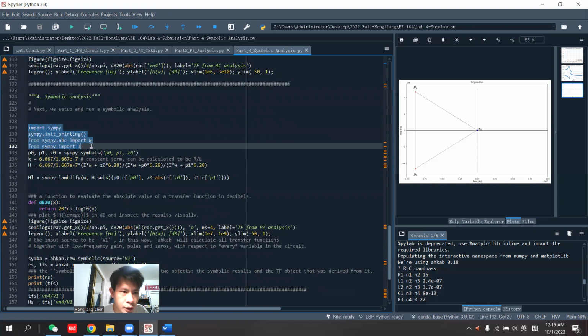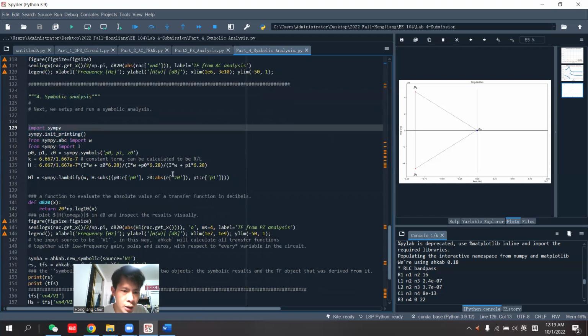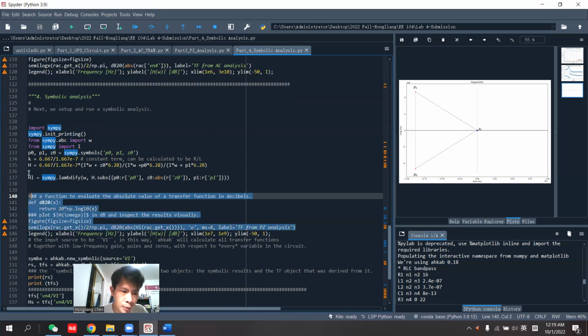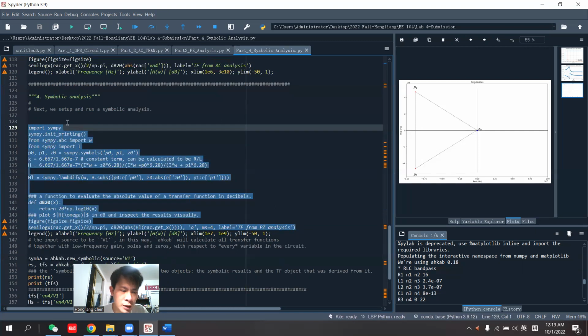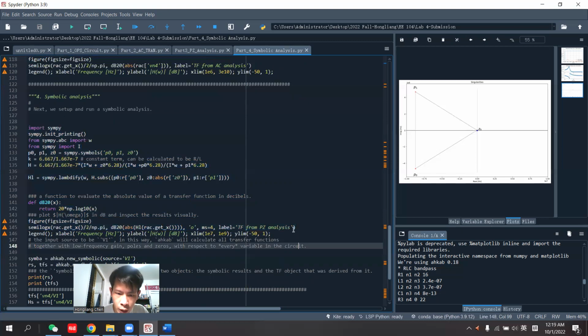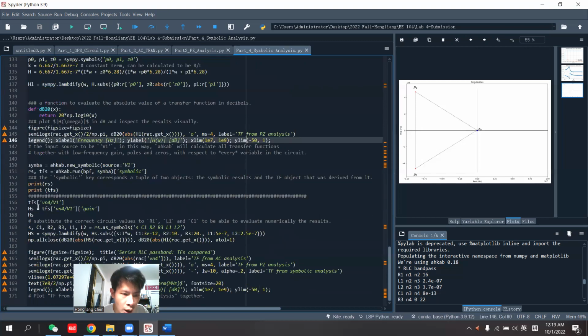Let's move to the next. So this is the symbolic analysis. Actually, at the beginning, before displaying the plot of the symbolic analysis, we plot the AC analysis first. Then we could generate a transfer function by using this formula here: the output over the input, times the gain. This is the formula we use to generate the transfer function.